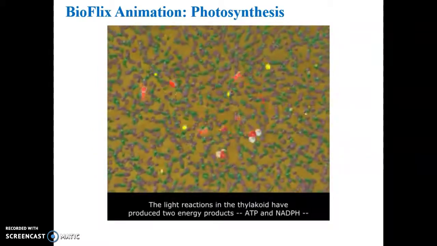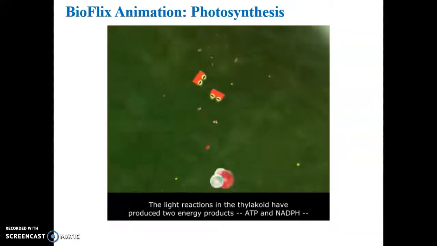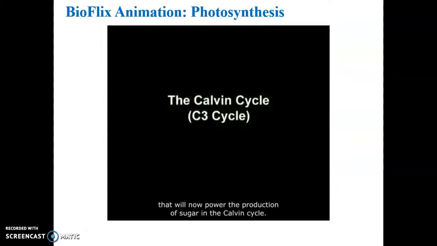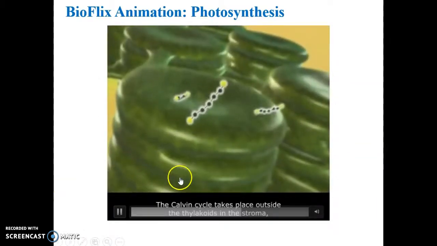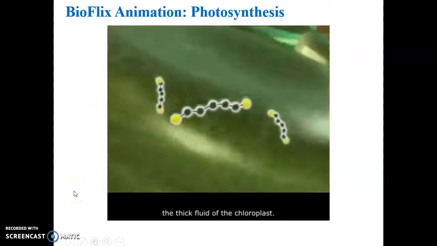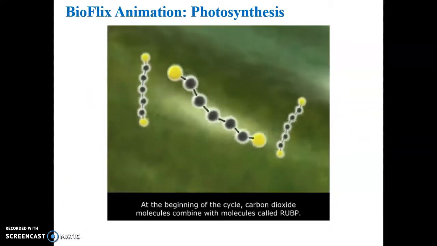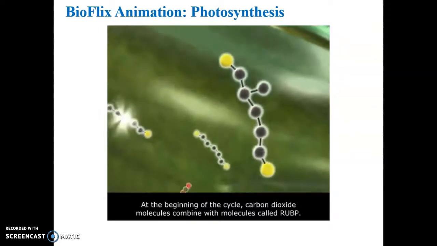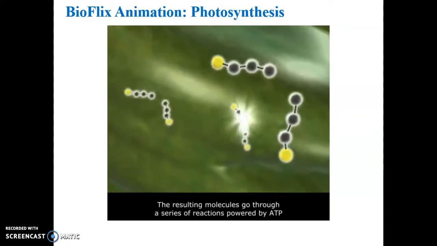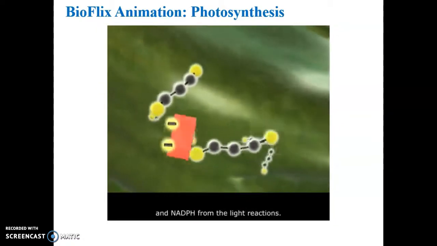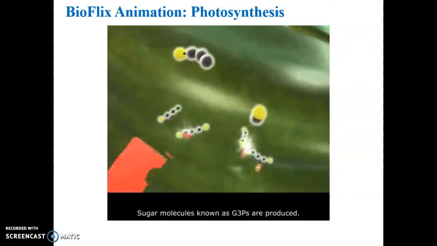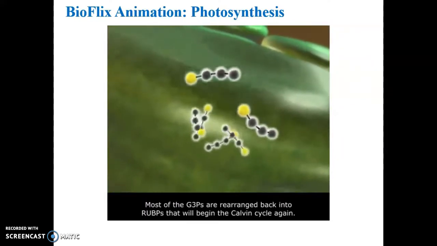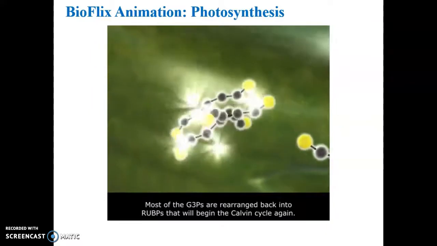The light reactions in the thylakoid have produced two energy products, ATP and NADPH, that will now power the production of sugar in the Calvin cycle. The Calvin cycle takes place outside the thylakoids in the stroma, the thick fluid of the chloroplast. At the beginning of the cycle, carbon dioxide molecules combine with molecules called RuBP. The resulting molecules go through a series of reactions powered by ATP and NADPH from the light reactions. Sugar molecules known as G3Ps are produced. Most of the G3Ps are rearranged back into RuBPs that will begin the Calvin cycle again.